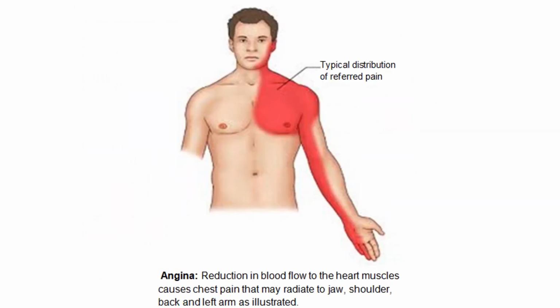This is the typical distribution of referred pain from the heart, involving the side of the face, the neck, the pectoral region, and the inside of the arm and the forearm. When pain takes place in the heart, it is the afferent part of the autonomic nervous system. So the autonomic nervous system has an afferent or sensory part. It is not only an efferent effector system.